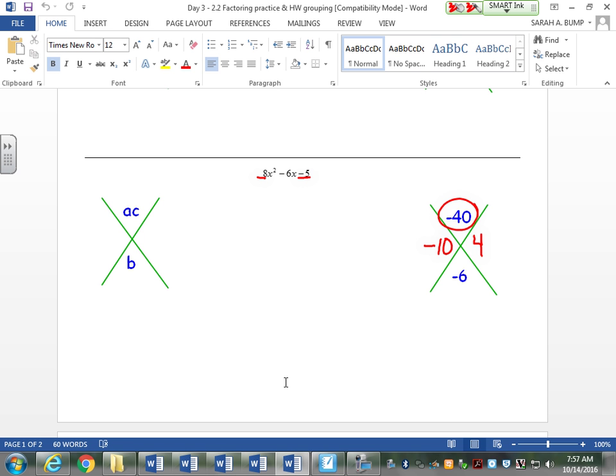So if we try the grouping method again, remember we drop down the A term, we drop down the C term, and we break apart the middle B term. So instead of writing negative 6x, what would you write? Pause, think, and fill in. So we will write negative 10x plus 4x. Once you have your 4 terms, we're going to split the problem in half and do the GCF on each side. On the left-hand side, we're going to factor out a 2x.